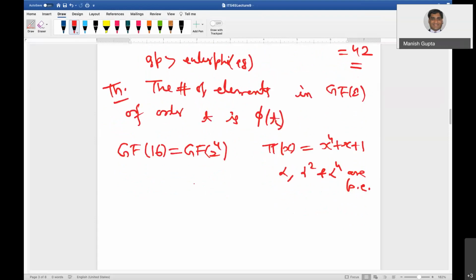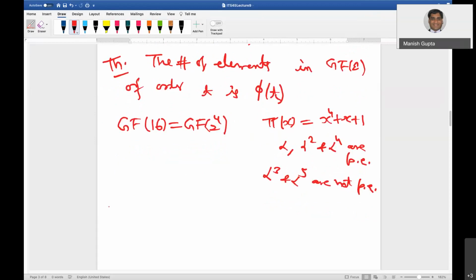Whereas alpha cubed and alpha raised to power 4 are not primitive elements. Primitive element means the order of alpha is 15. Order of alpha squared is 15. Order of alpha raised to power 4 is 15.